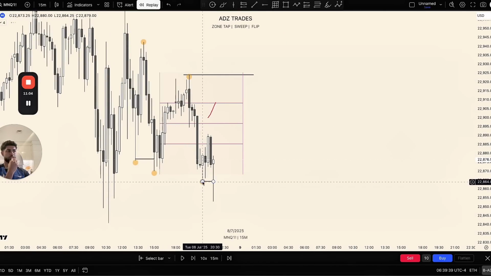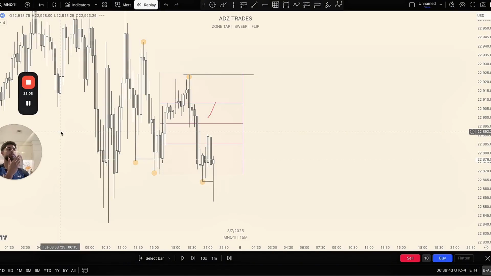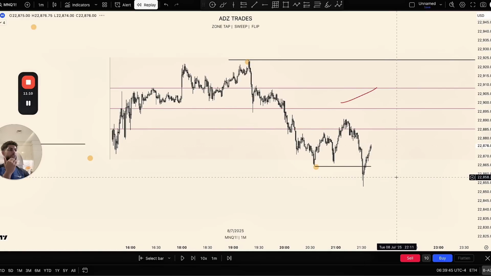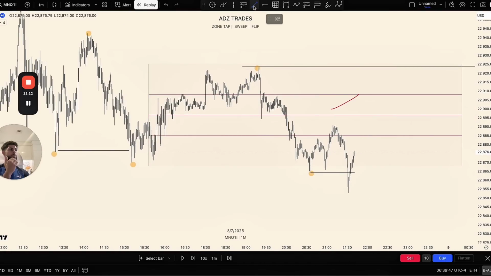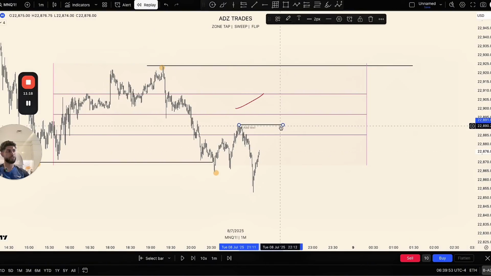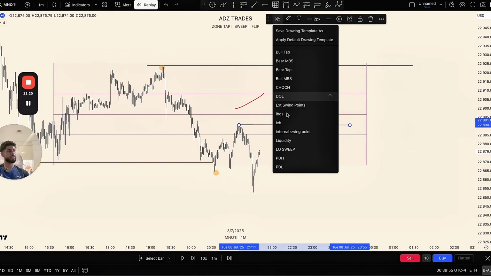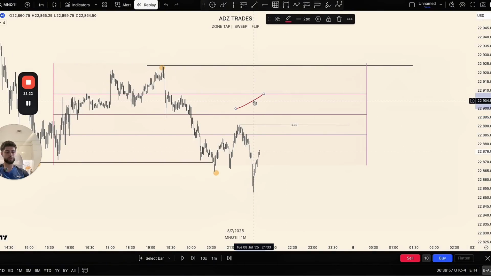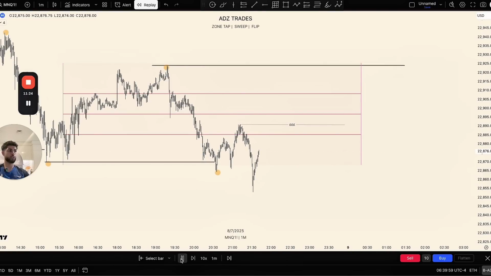Is this a break of structure on the higher time frame? No. So don't use it as a lower time frame zone. It's just there to fake you out. It's there to fake out those people who have their protected high up here. Right? We're going to use them as what? As our liquidity. Expect price to sweep them and then head lower.